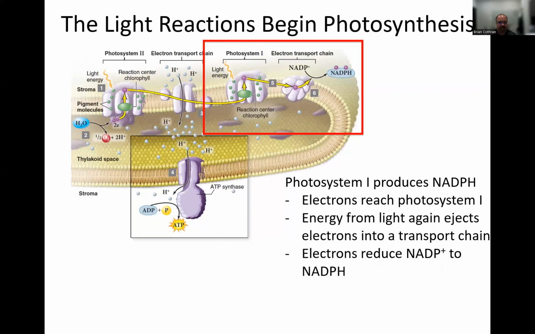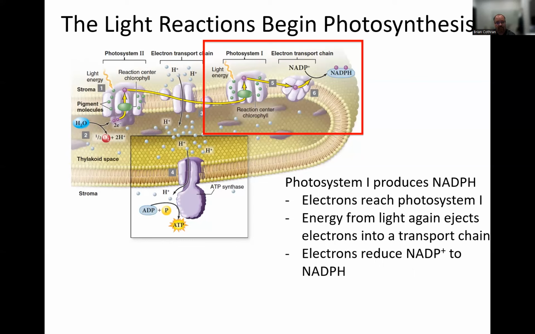Photosystem 1 produces NADPH. So basically, by the time the electrons reach here, they're out of gas. They were excited over here, and again, run across through here, and now they're in a low state. Light energy comes back in, gets them all revved up again. So they start vibrating again, and then they eject again. And when they eject again, they're going to go over here and form NADPH.